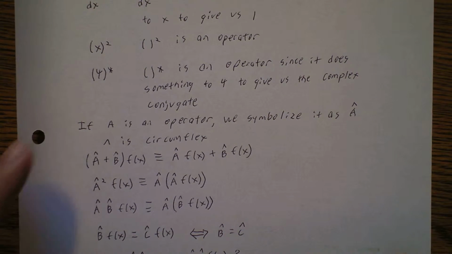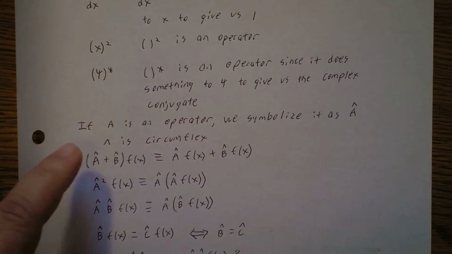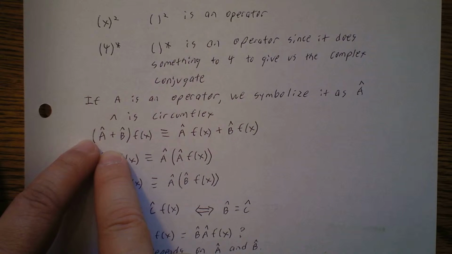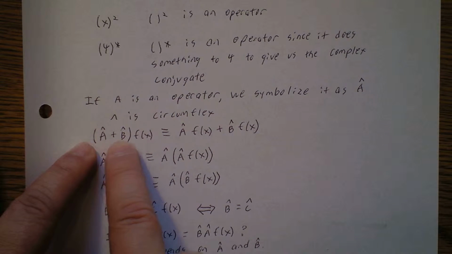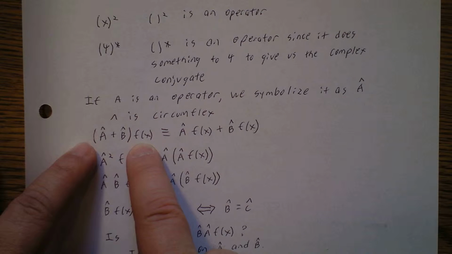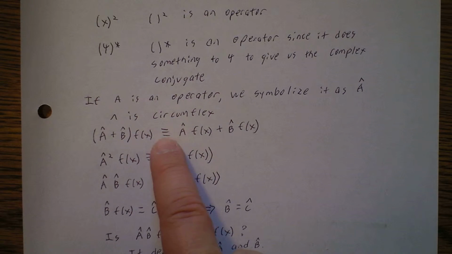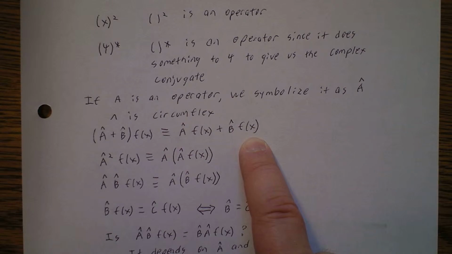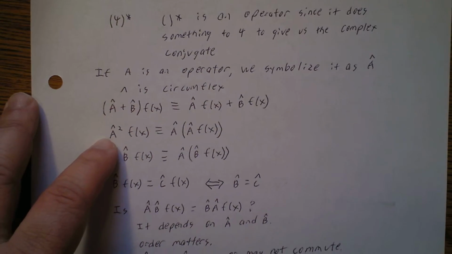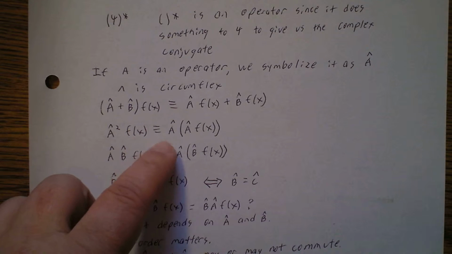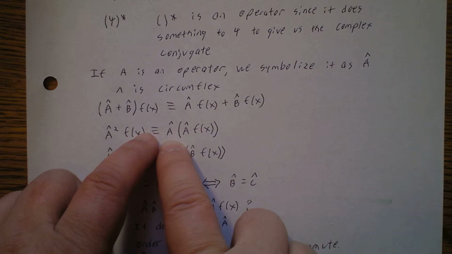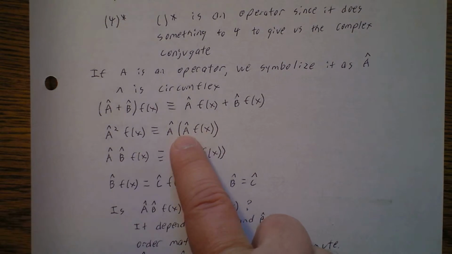So if A is an operator, we symbolize it by putting a circumflex over the top. So let's say we have two operators here. So (A circumflex plus B circumflex) times f of x is defined as, remember, the three-line equal sign means defined as, or always equal to, A circumflex of f of x plus B circumflex of f of x. Likewise, let's say we have A circumflex squared of f of x, then we define that as taking A circumflex of f of x and then taking A circumflex of the result.